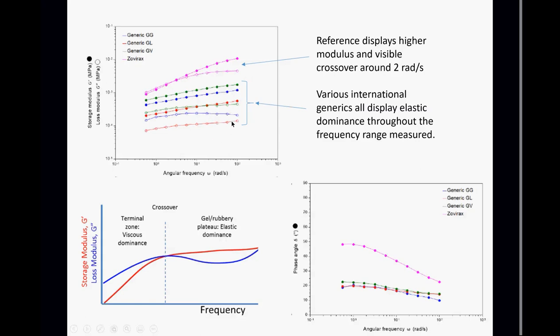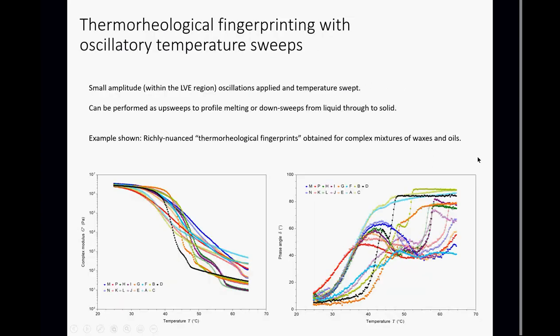If we look at all of these generics, we can see that the elasticity dominates over the viscous behavior across that whole range of frequencies. So that can give you some insights into the nature of the structure present here. What I've done here is plot just the phase angle, and that really shows clearly the difference between the Zovirax and these various generic formulations.